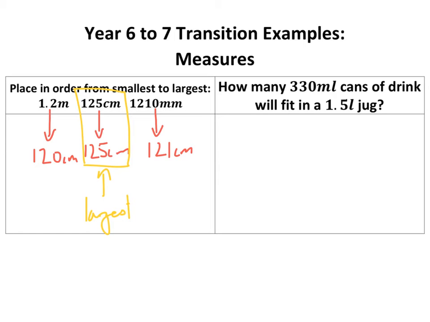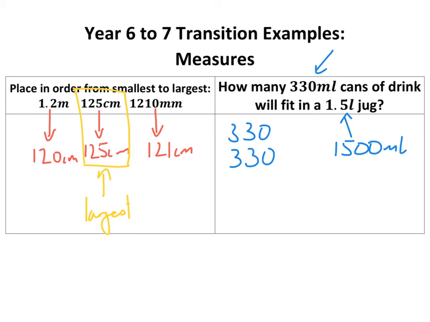So, I'll just change the colour to blue, there we go. How many of these 330 millilitre cans of drink will fit in a 1.5 litre jug? We need to change this to millilitres, I suggest, so I'm not working with decimals. Milli means a 1,000th of, so 1,000 millilitres make a litre. And so we've got to add up how many of these we can fit in.